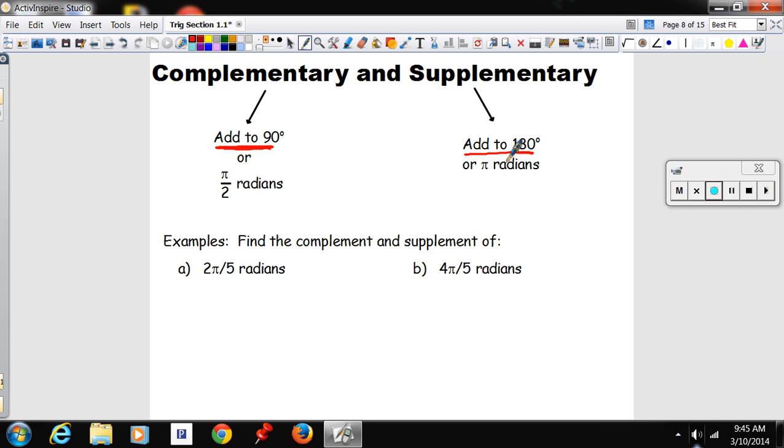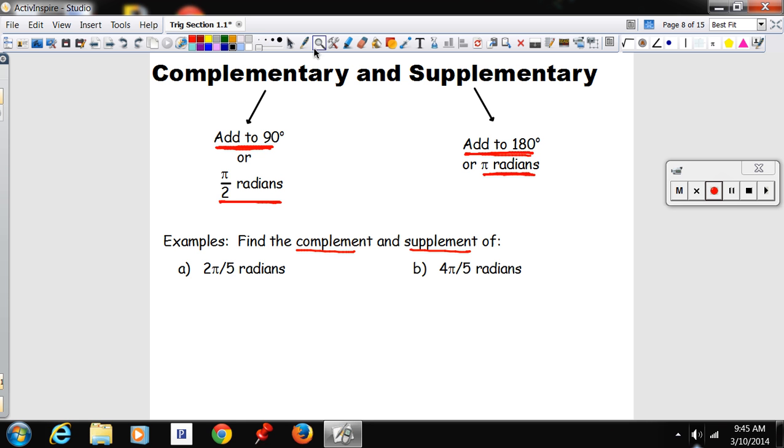Supplementary are angles that add up to 180. But now we also measure things in radians. We learned that 90 degrees is the same as pi over 2 radians. It's half of a pi. So 90 degrees is 1/2 of the way to 180, so it's 1/2 of a pi. And we learned that 180 is equal to pi radians. 3.14 radians would get us to 180 degrees. So we want to find the complement and the supplement for each of those angles.